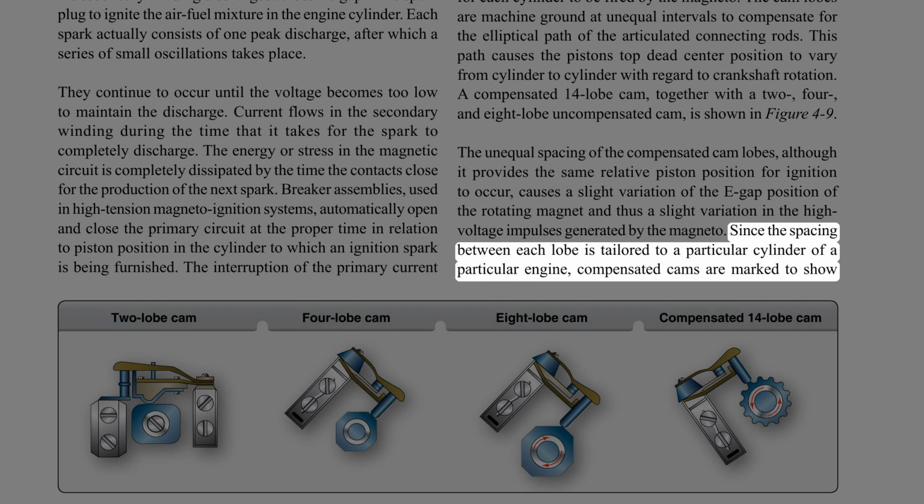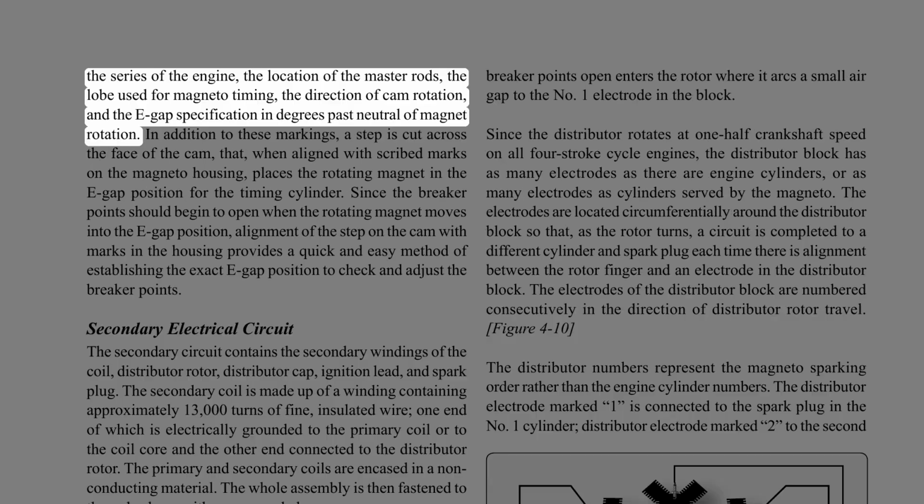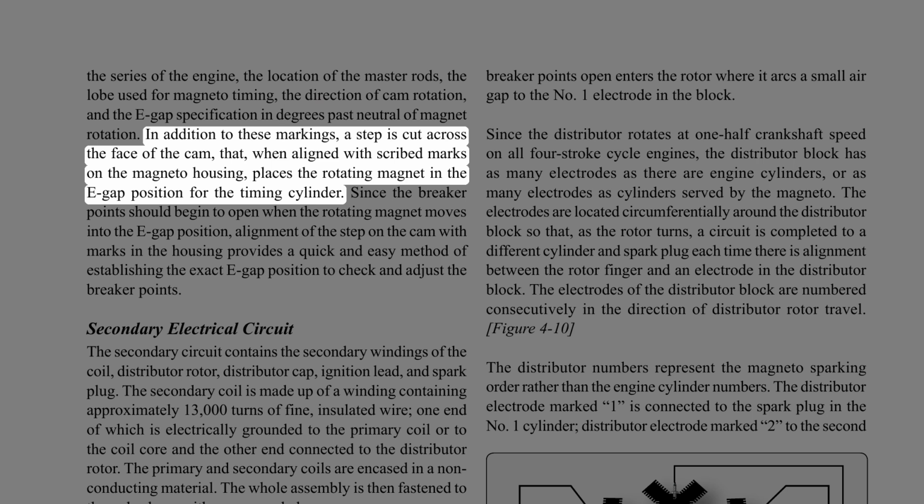Since the spacing between each lobe is tailored to a particular cylinder of a particular engine, compensated cams are marked to show the series of the engine, the location of the master rods, the lobe used for magneto timing, the direction of cam rotation, and the E-gap specification in degrees past neutral of magnet rotation. In addition to these markings, a step is cut across the face of the cam that, when aligned with scribed marks on the magneto housing, places the rotating magnet in the E-gap position for the timing cylinder.